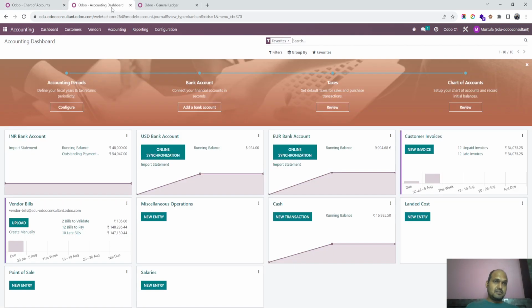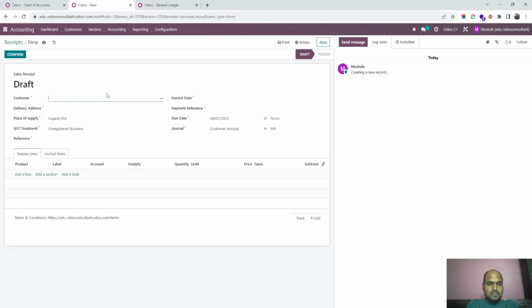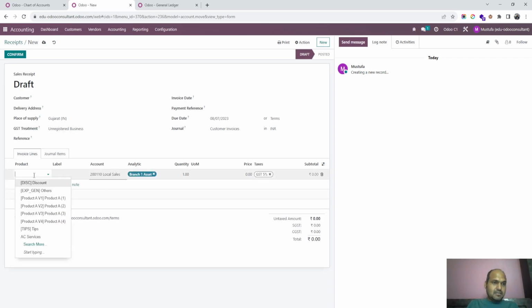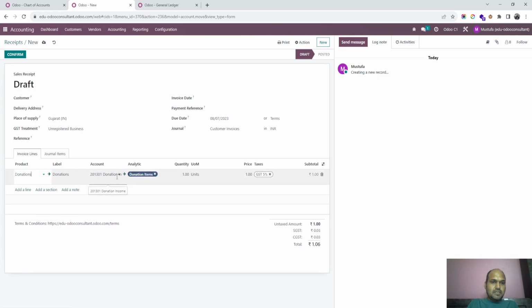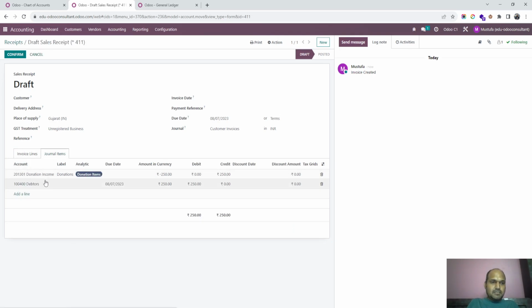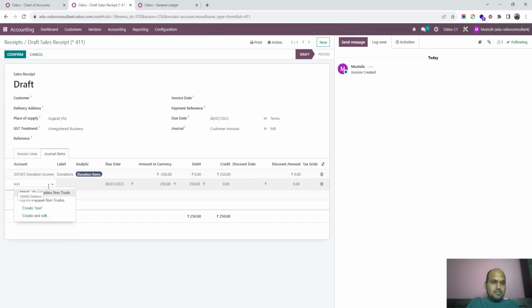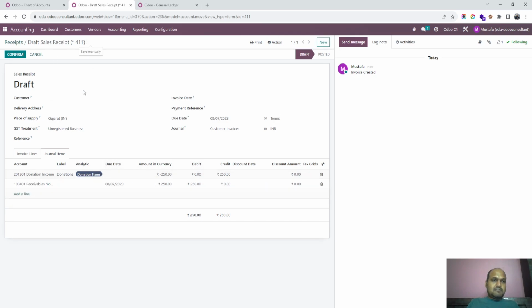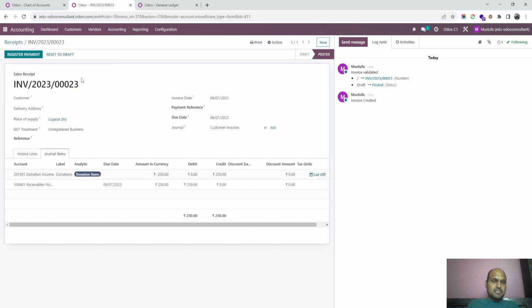Now let's see how it works. I can directly go and collect a donation from my customer, without even mentioning the customer name, as part of the donation product, where the donation income account has been set. Let's say I am collecting 250 rupees from my customer, and this will go to donation income. Here I have to make changes in terms of the donation non-trade account, so that will serve my purpose, and I can confirm this donation received.